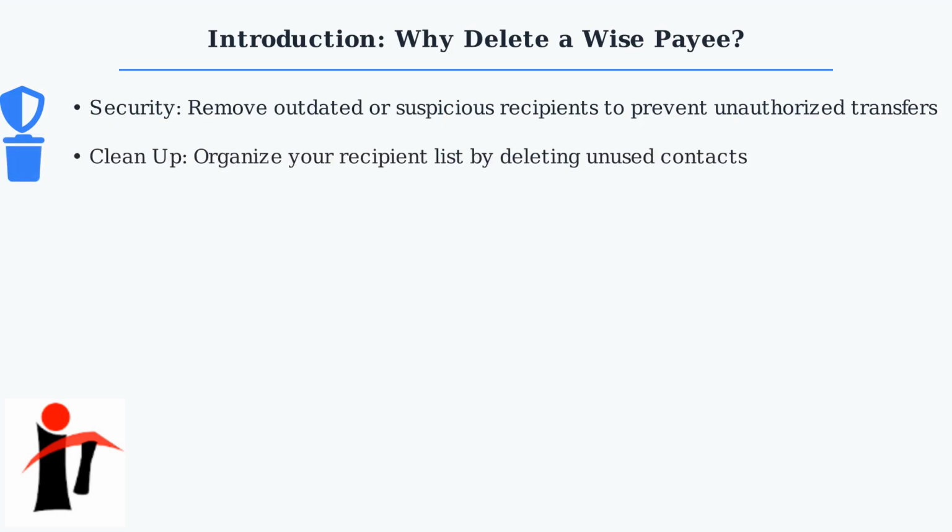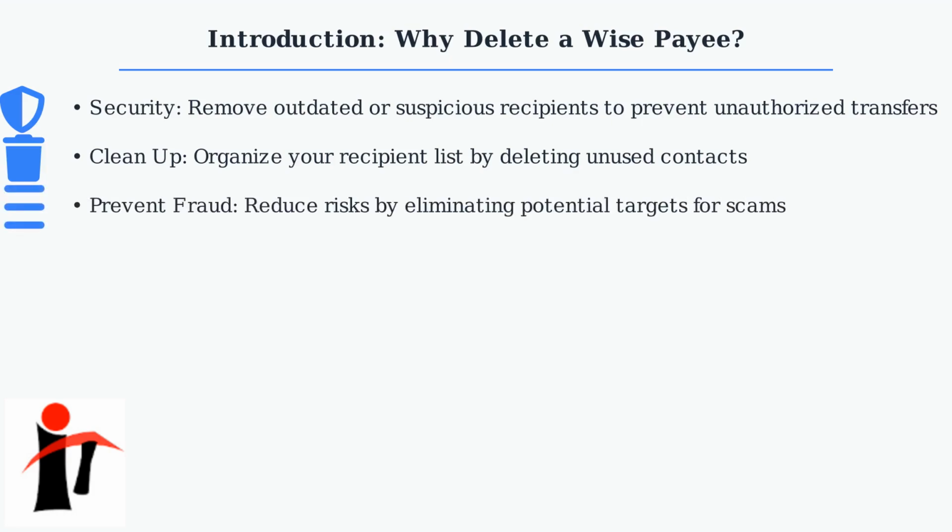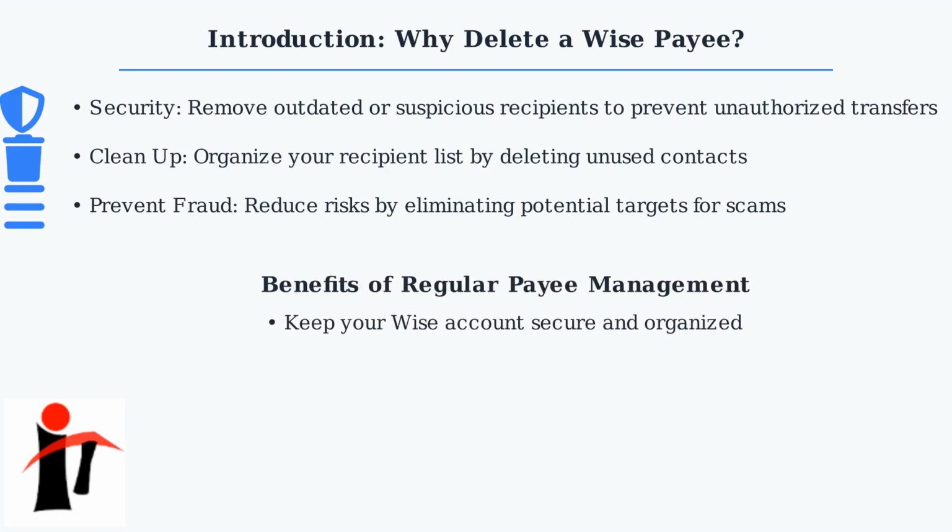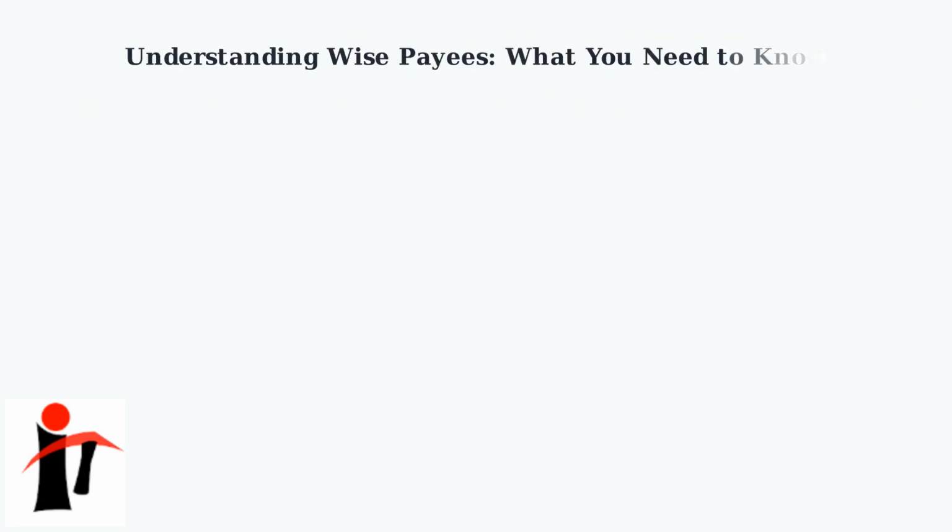Cleaning up your recipient list makes account management easier by removing contacts you no longer use. Preventing fraud is another key benefit. By regularly managing your payees, you reduce the chances of falling victim to scams targeting your transfer history. Regular payee management ensures your Wise account remains secure and well organized, giving you peace of mind with your international transfers. A payee in Wise is an individual or entity you set up to receive your international transfers.